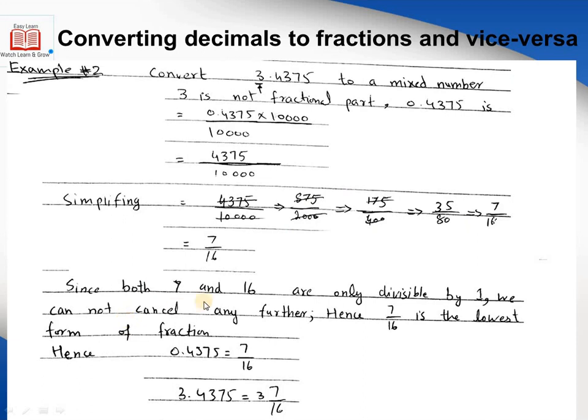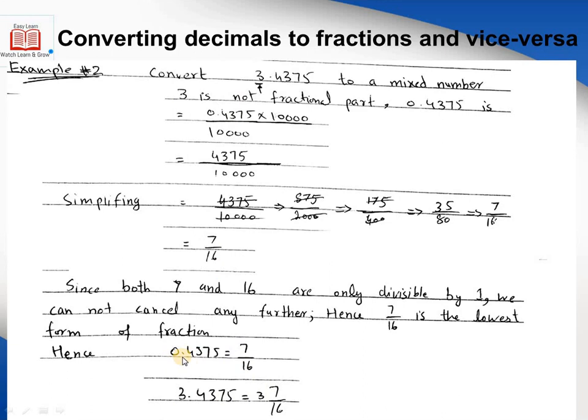Since both 7 and 16 are only divisible by 1, we cannot cancel any further. Hence 7 by 16 is the lowest form, so 0.4375 is equal to 7 by 16. Remember that 0.4375 is equal to 7 by 16.